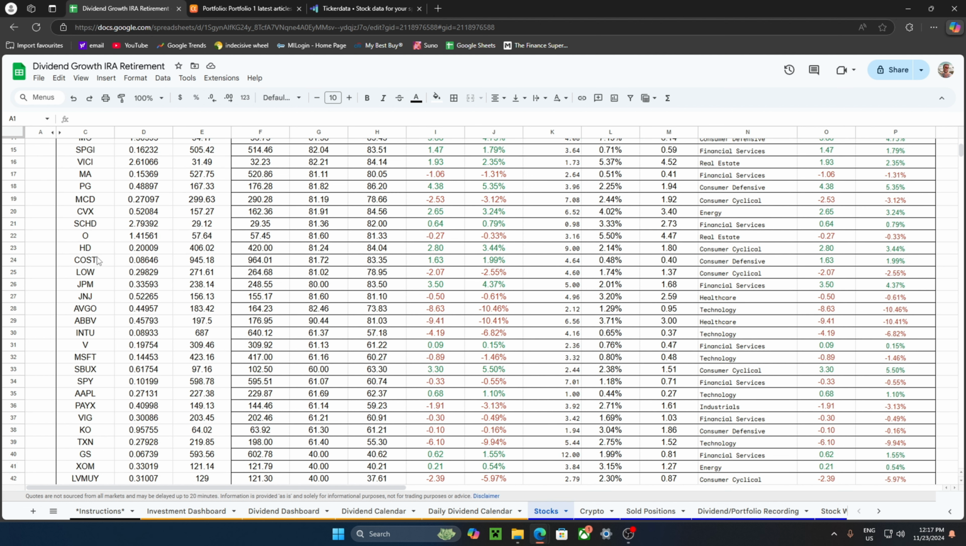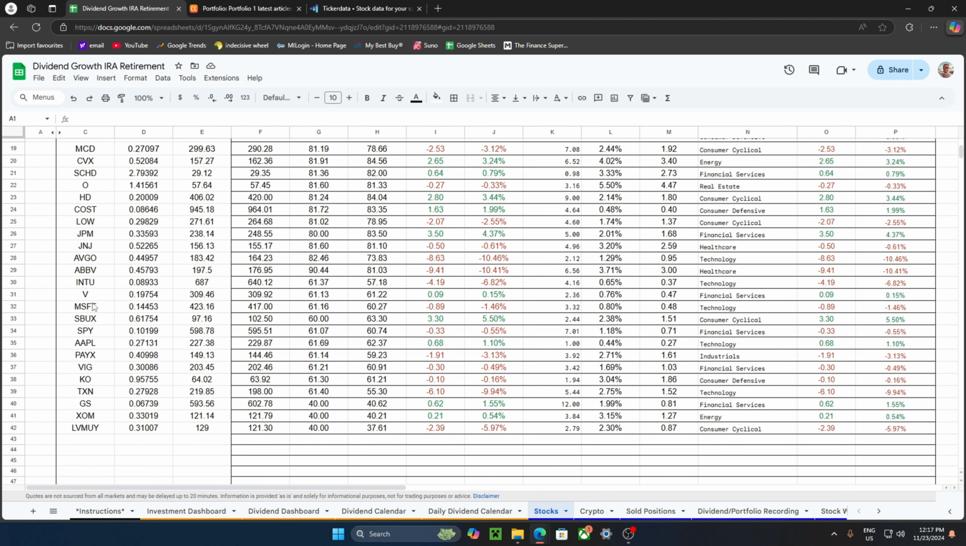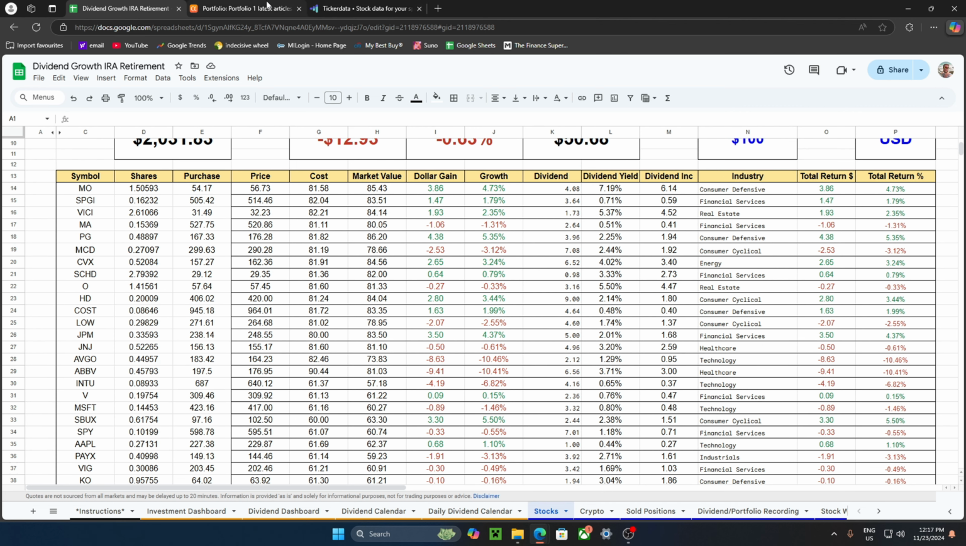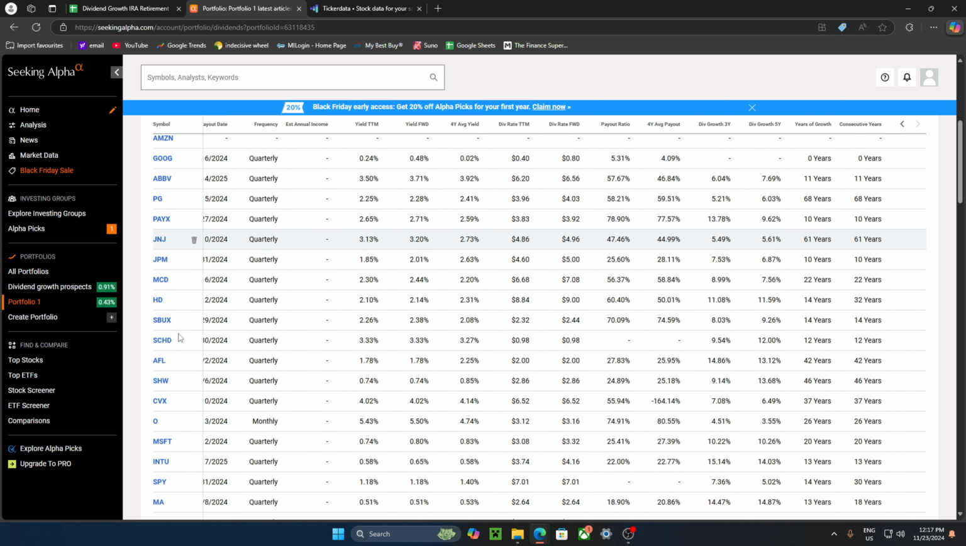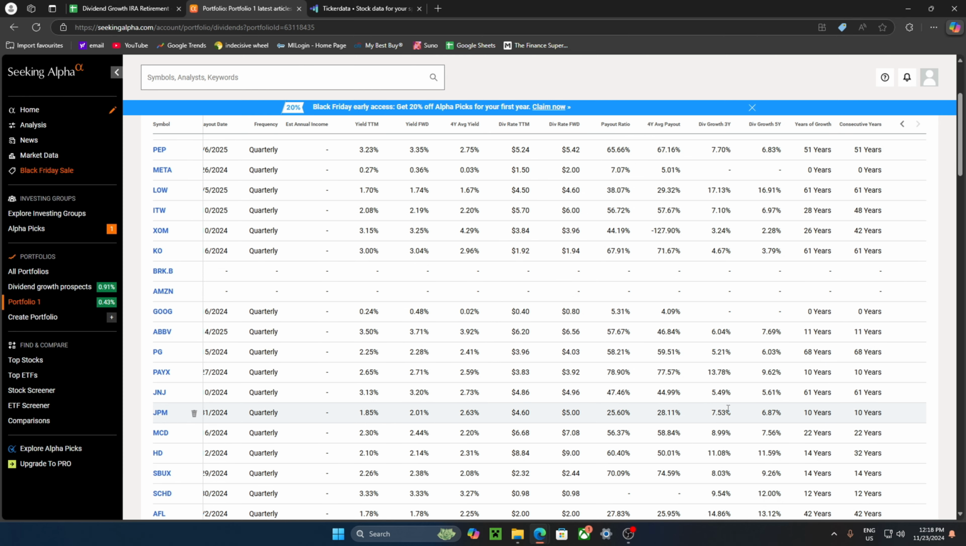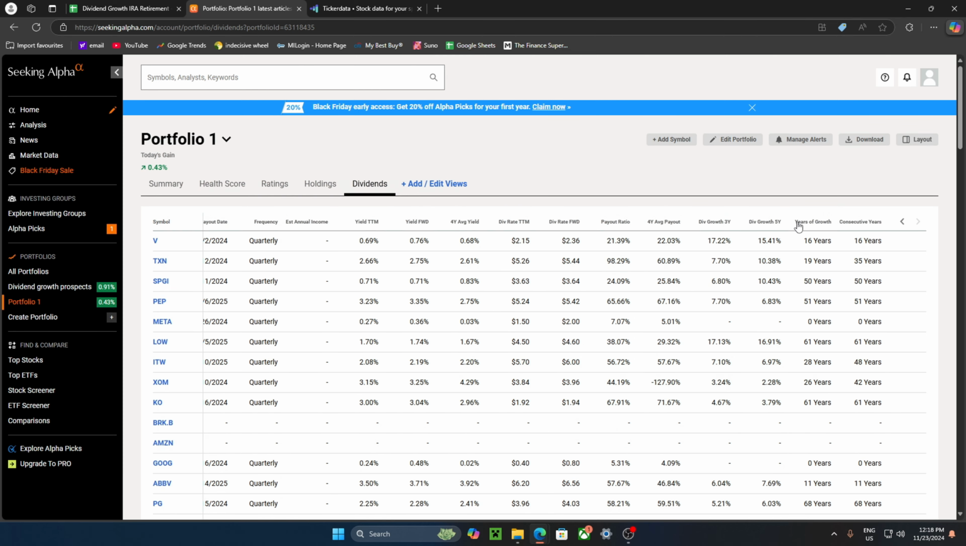I've got some pretty good holdings, I think, in here. Some things can get worked on for sure, but I think this is a really good start for me. And as you can see, our dividend rates are not the greatest, but I would consider all these stocks safe, good stocks. I mean, just look at the years of growth and consecutive years of paying dividends.